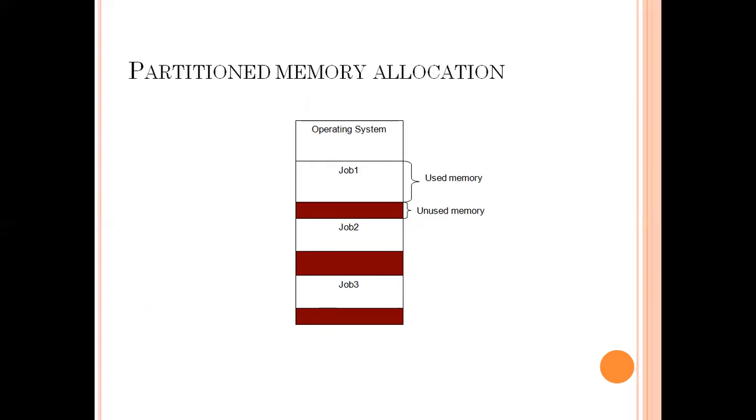So this is the memory representation of the partition memory allocation technique. The first area is reserved for the operating system. Now the entire remaining memory is divided, in this example, into how many partitions? Three partitions. The first partition is for job 1, the second partition is allocated to job 2, and the third partition is allocated to job 3. In each partition, we have two different parts. The area in white color is the area which is allocated and used by the job, and the area in maroon color is the area allocated but unused. So in partition memory management, in every partition, a job occupies some area of the memory and the remaining memory is unused.